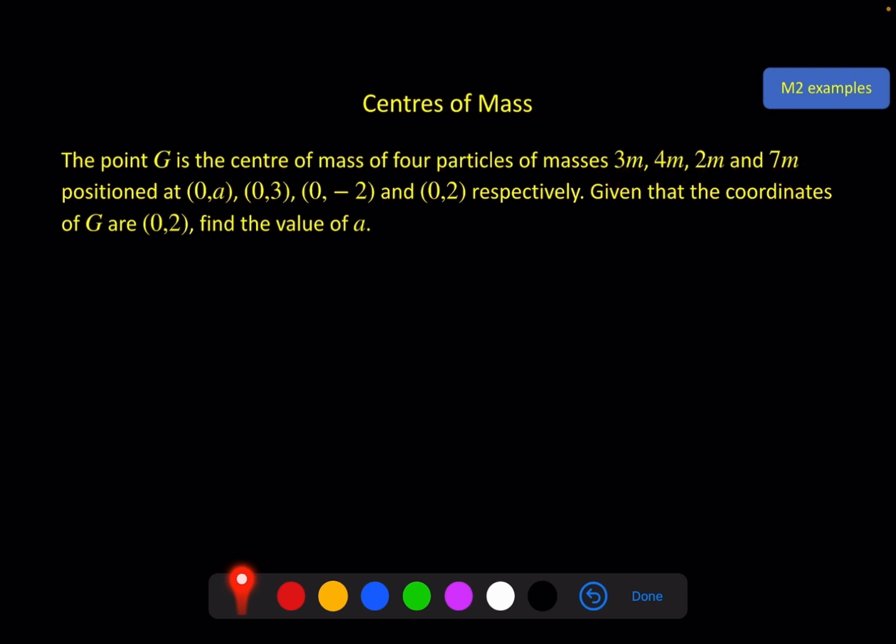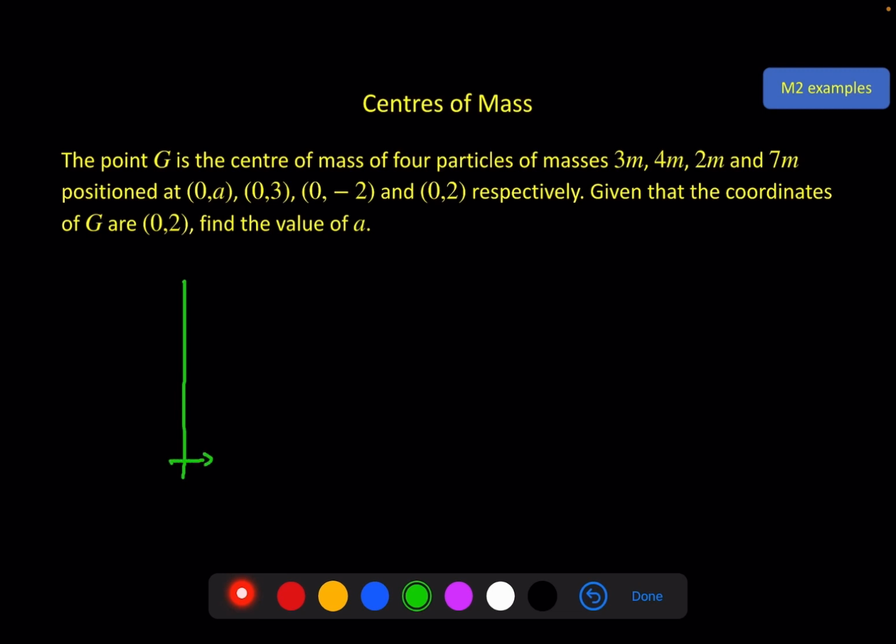Second thing that's different is that we're working with the y coordinates instead of the x coordinates. But again, that doesn't really change anything. We're using the same general approach. We're using 4 particles instead of 3. Not a problem. We can use as many as we need. And the final difference is that we are told the position of the center of mass G is 0, 2, and we're actually trying to work backwards to find the value of A, which is the position of the 3m particle.